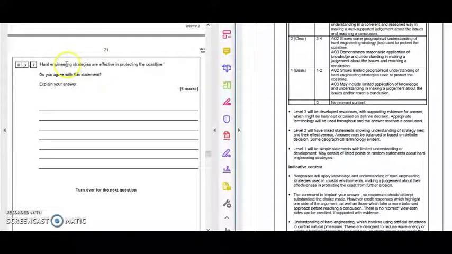So in terms of hard engineering, you've got things like coastal groins, sea walls, riprap, also known as rock armour, and many others as well. But ideally, you maybe suggest what hard engineering is first, which is man-made artificial ways to protect the coastline. Now, are they effective? Well, I would be saying, first of all, yes.